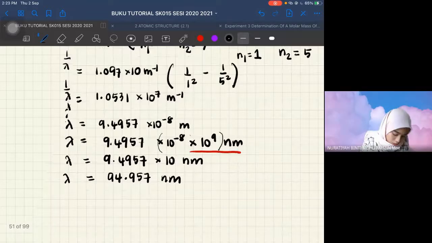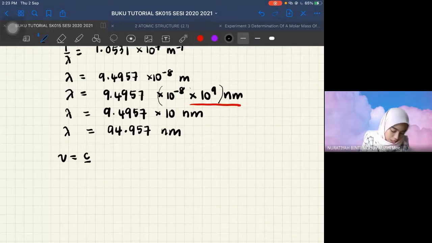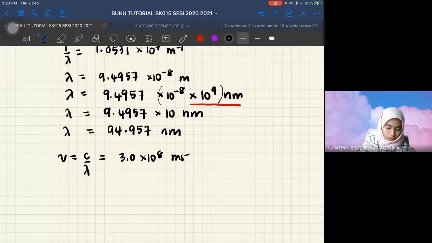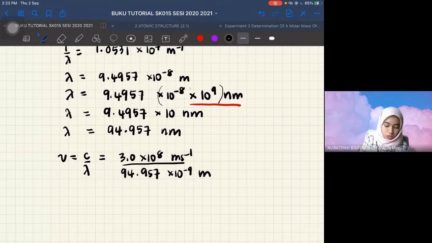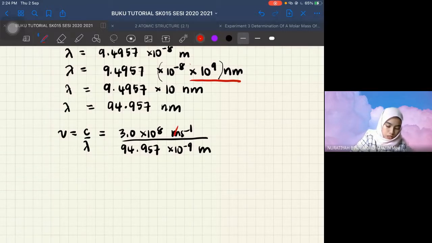Frequency equals C over lambda. Just use this formula. So, put in your speed of light, which is 3.0 times 10 to the power of 8 meter per second, over your lambda, 94.957 times 10 to the negative 9 meter. Make sure you convert it to meter because you want the same unit. Then you cancel the meter and your answer will be in per second.